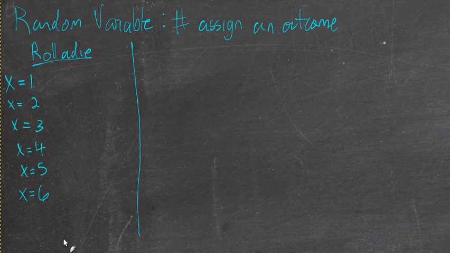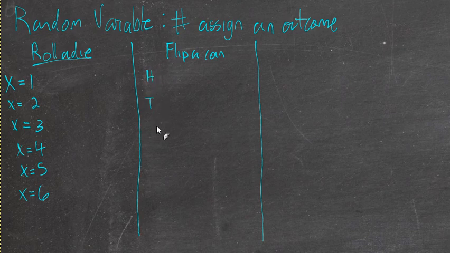So that may not help clear much up because it's such a straightforward example. You say, well, yeah, 1, 2, 3, 4, 5, or 6. I get that. But let's say we flip a coin. So here's another experiment, flipping a coin. What can you get if you flip a coin? Well, we think heads or tails, but these aren't numbers. For random variables, we have to assign numbers to these outcomes. So how can we do that?